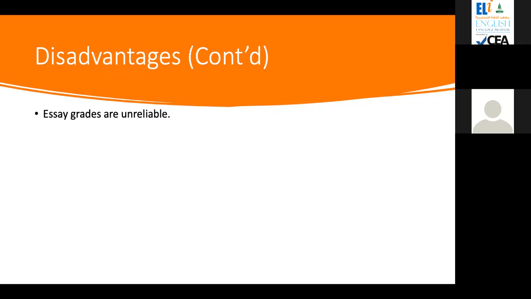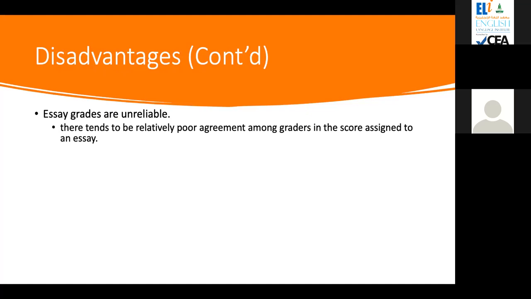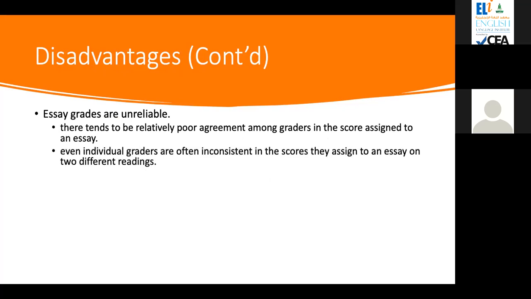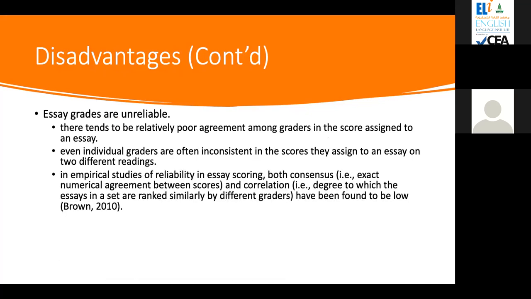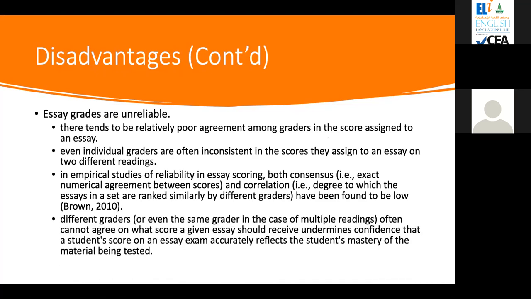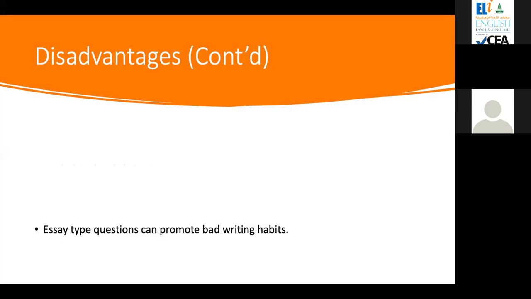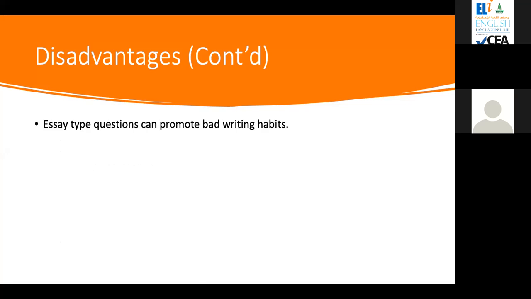So essay exams, as we have just seen, can be unreliable because there tends to be relatively poor agreement among graders in the score assigned to an essay, or sometimes even individual graders are inconsistent in scoring in two different readings. There are empirical studies on reliability, where both consensus, numerical agreement and correlation can be compromised. So different graders often cannot agree on what score a given essay should receive. This is what makes it unreliable to some extent, and it becomes difficult for even graders to agree on a particular score.